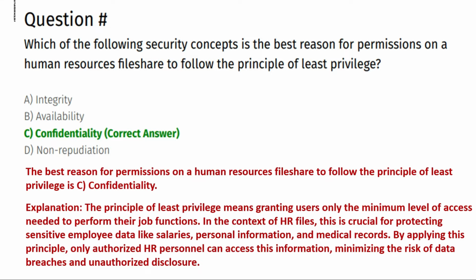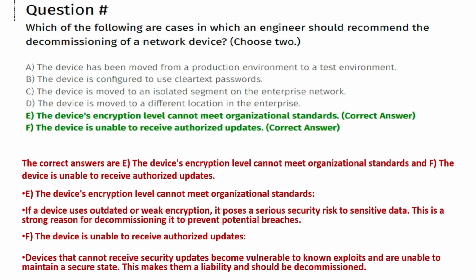So let's check the explanation. The principle of least privilege means granting users only the minimum level of access needed to perform their job functions. In the context of HR files, this is crucial for protecting sensitive employees' data like salaries, personal information, and medical records. By applying this principle, only authorized HR personnel can access this information, minimizing the risk of data breaches and unauthorized disclosure. So that's why the correct answer for this question is option C, confidentiality. So let's move to the next question.